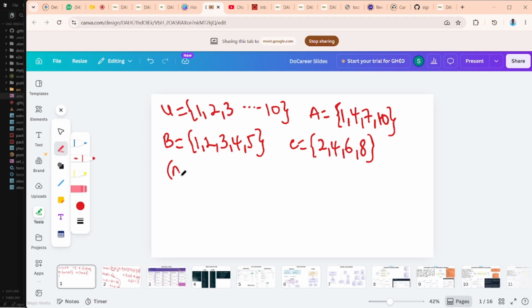Oh, okay. A union B minus, in brackets, C minus B. Yep, another solid one. Are we using the same sets A, B, and C? I mean the same numbers, right? The same elements. Yes. Okay.